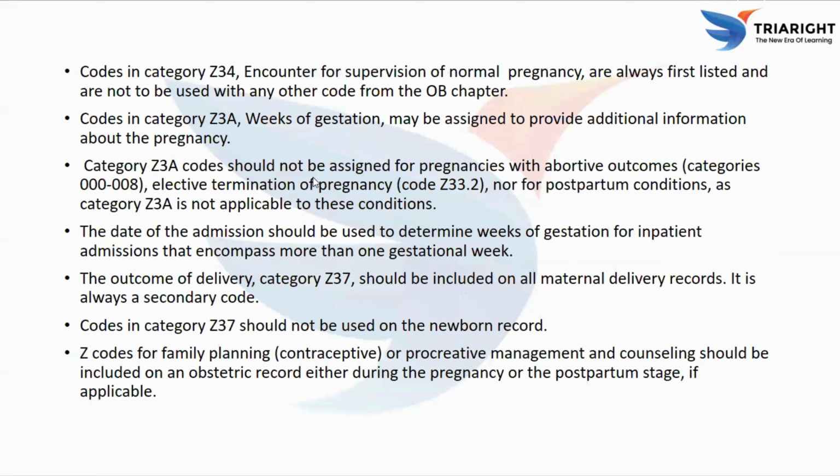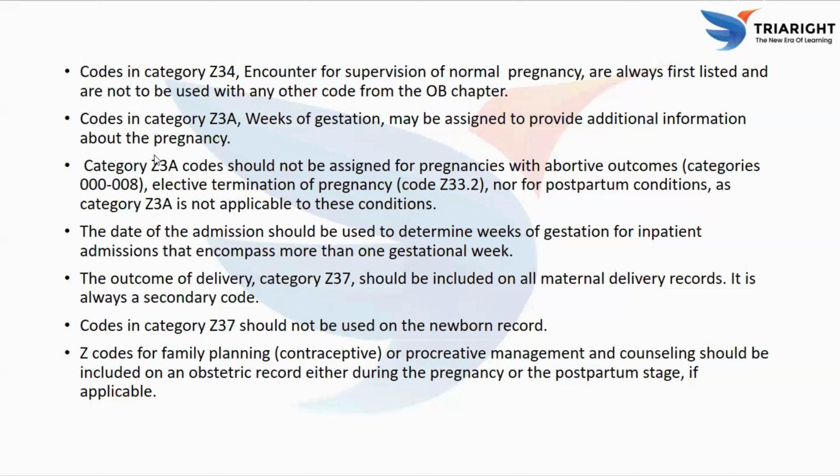Codes in Z34. So what does Z34 mean? This is used when a pregnant woman comes for a routine prenatal visit and the pregnancy is normal and there are no complications present. What are the important rules for assigning Z34? Z34 is always listed first. Do not use any obstetric complication codes with Z34. For example, if there is a routine antenatal checkup at 20 weeks and there is no problem, you code Z34.82 for supervision of normal pregnancy, second trimester.